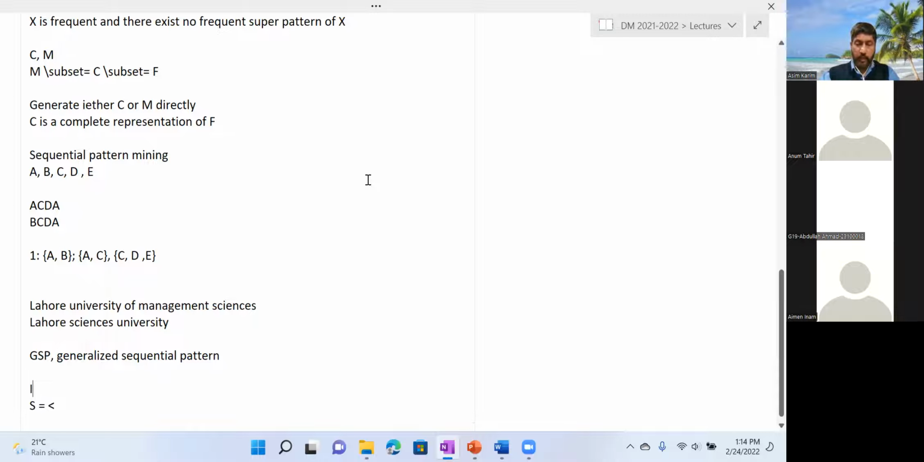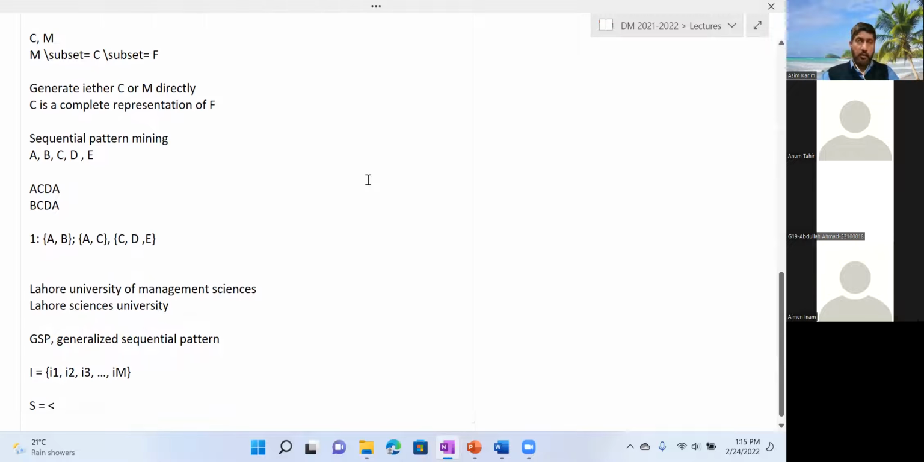So as before, I is the set of all possible items, I1, I2, I3 to IM. So this is like which web pages you have, A, B, C, D, or which words you have. So these are the possible items that can occur in a sequence. And then you can have various sets of these. So for example, any set X would in general be a subset of or equal to I.